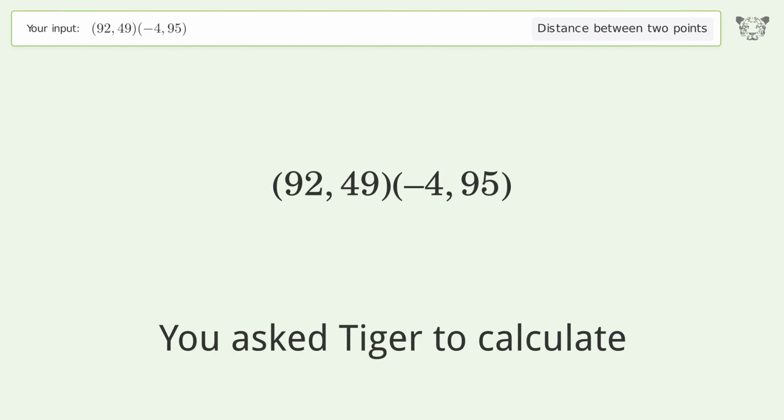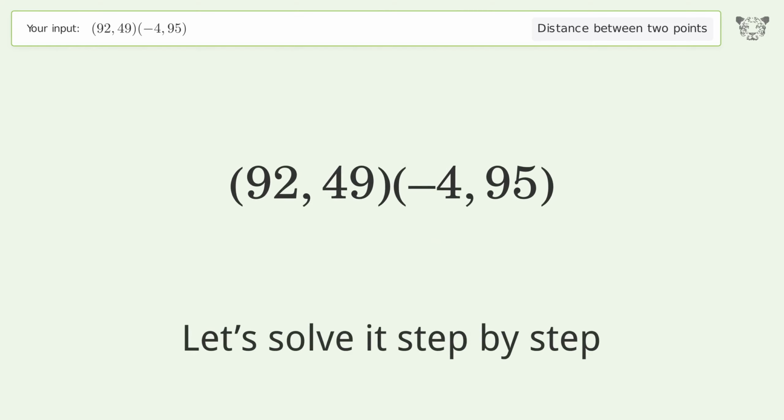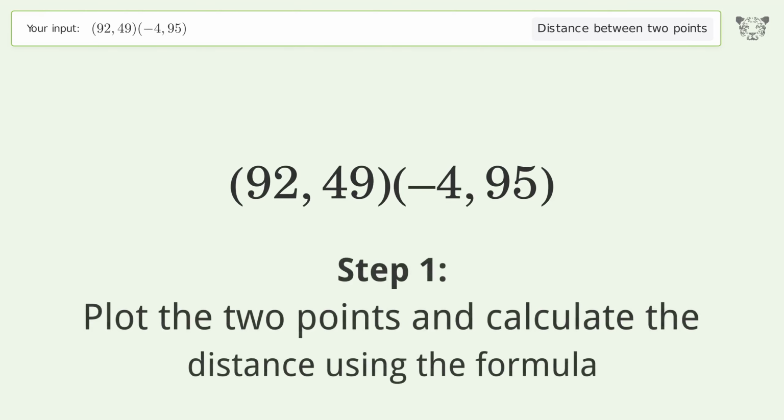You ask Tiger to calculate. This deals with the distance between 2 points. The distance between the 2 points is the square root of 11,332, or 106.452. Let's solve it step by step. Plot the 2 points and calculate the distance using the formula.